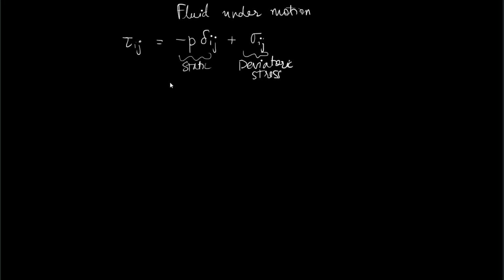Now the deviatoric stress, we have seen that it depends on the rate of strain. So sigma ij is dependent somehow on the rate of strain tensor. And I'm not writing ij because it can depend on other components of the rate of strain tensor also. And once again, because the fluid is under motion, the P that we write over here is not exactly the equilibrium pressure, but it is in a certain approximation where the fluid relaxes very quickly.